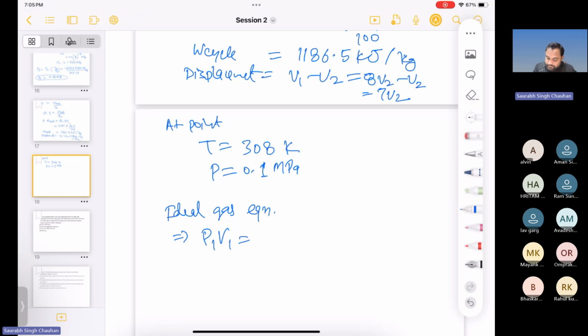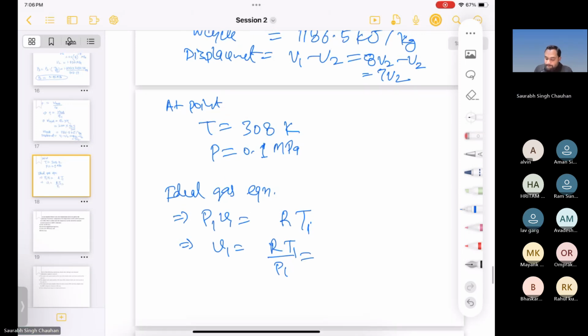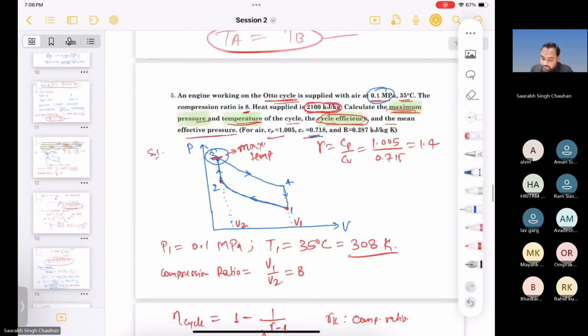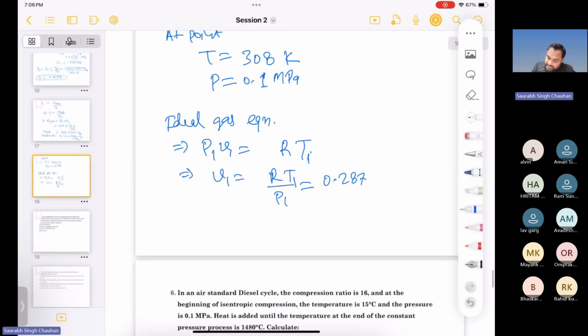V1 is equal to RT1 divided by P1, correct? This is not capital V1. So V1 will come out to be RT1 divided by P1. R is given as 0.287. So 0.287 times 308 divided by P1, which is 0.1 megapascal.